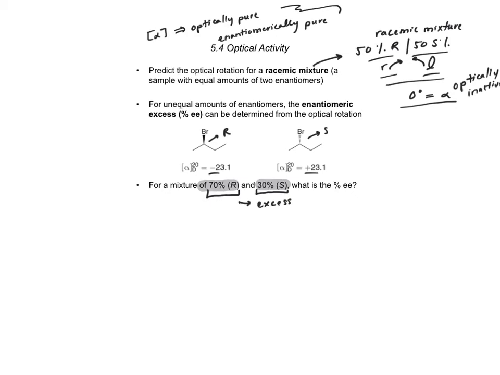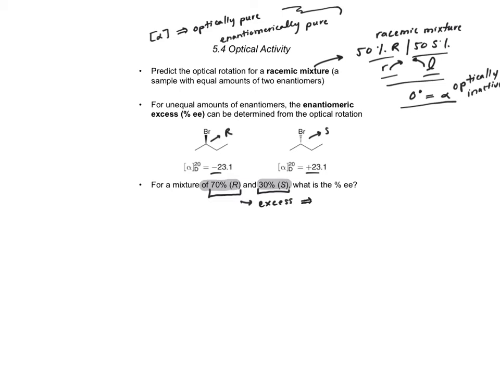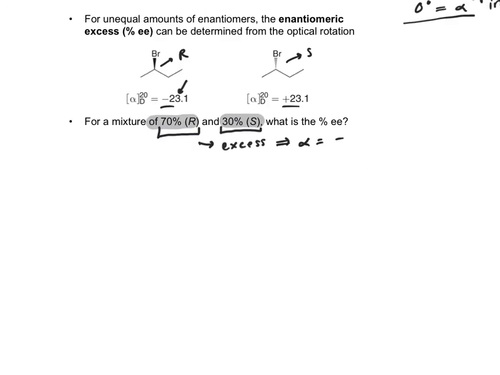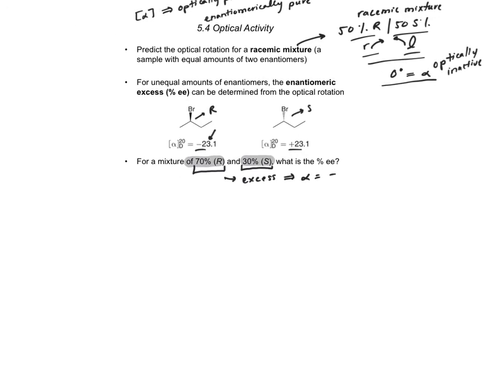And so because of that, the observed rotation from a solution like this would be a negative value, but it's not going to be the full negative value of the specific rotation for the R enantiomer because we don't have an optically pure solution. So it's going to be somewhere in between negative 23.1 and 0, because we're not quite at optically pure, but we're not at racemic either.